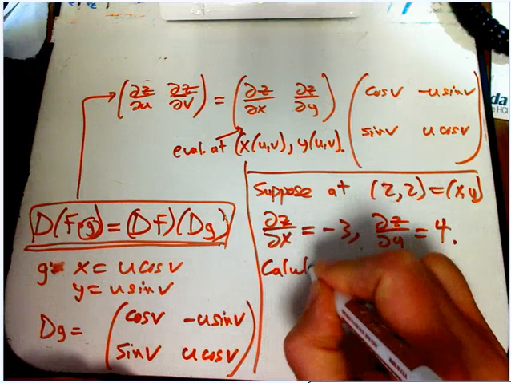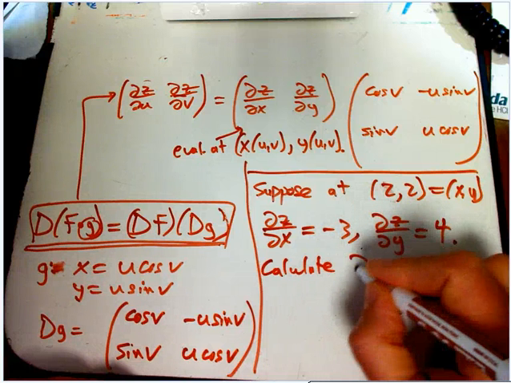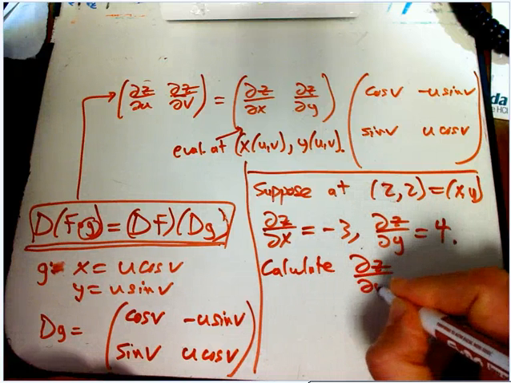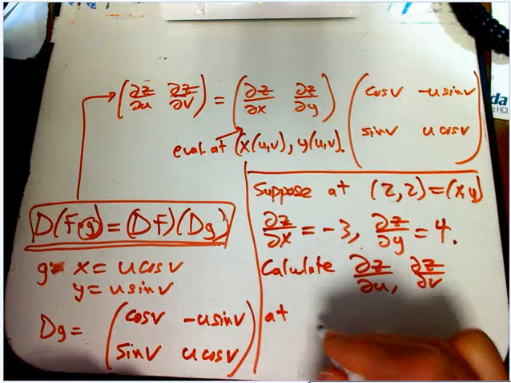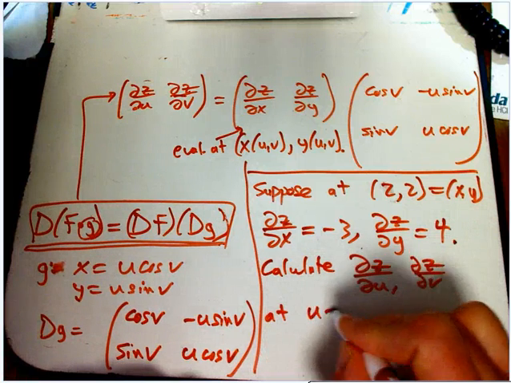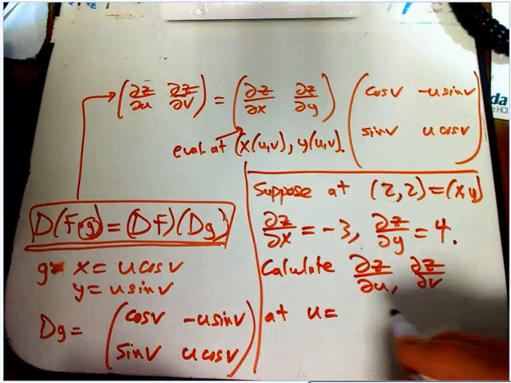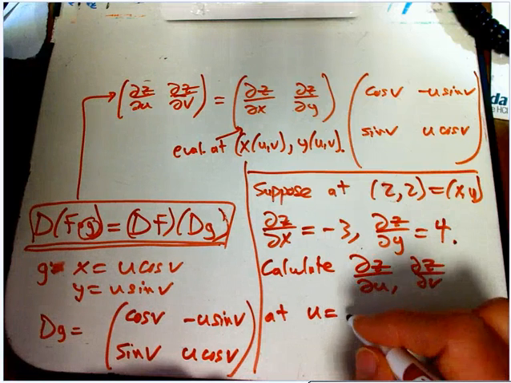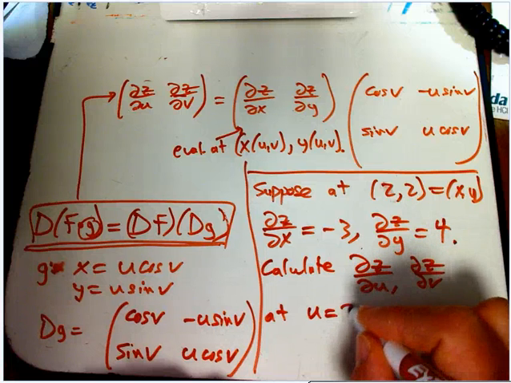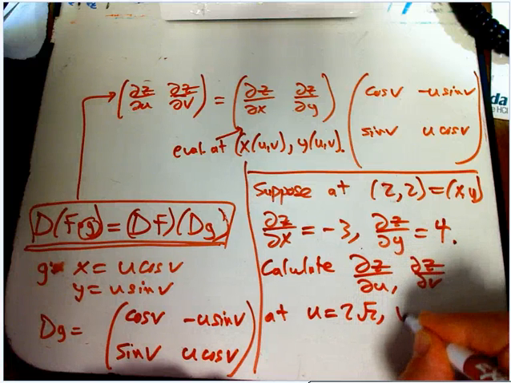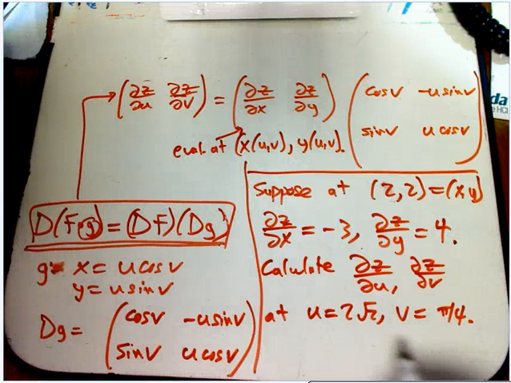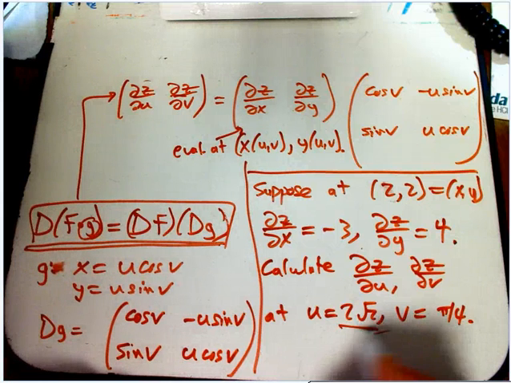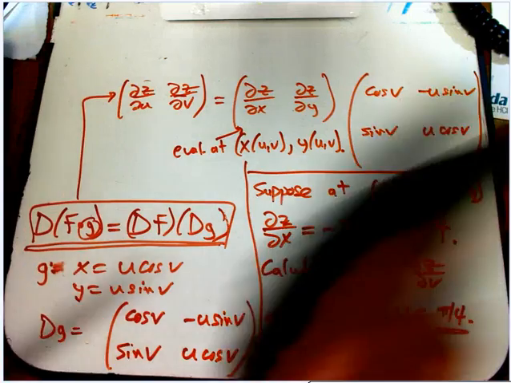Calculate dz du and dz dv at, I claim we can calculate it at u equals 2 root 2 and v equals pi over 4. Not 2 comma 2, because these are x and y values. So why did I come up with those guys?